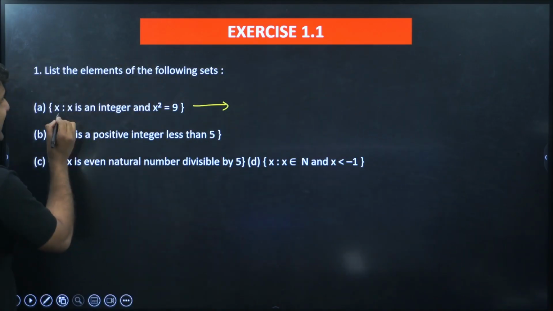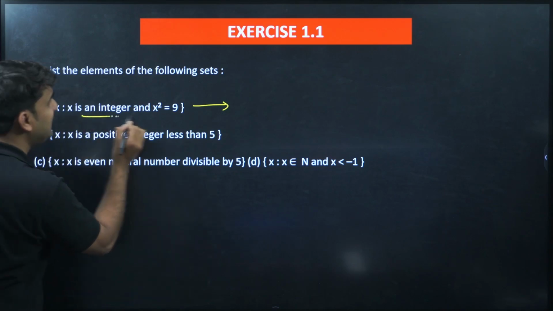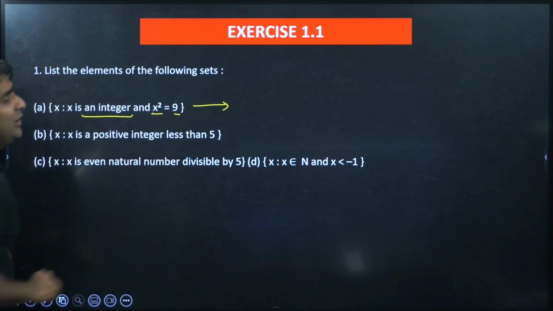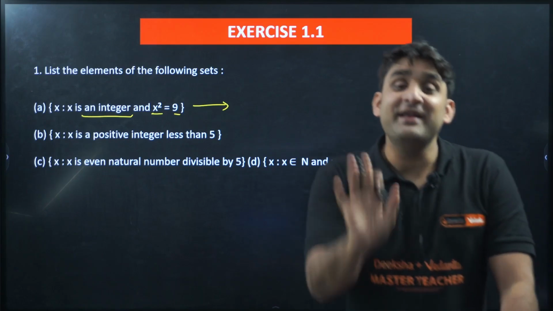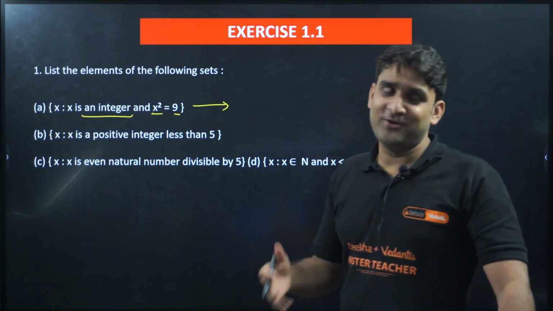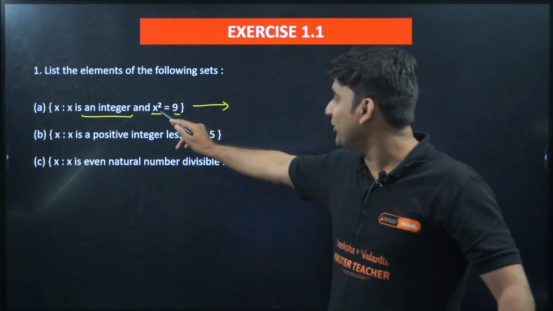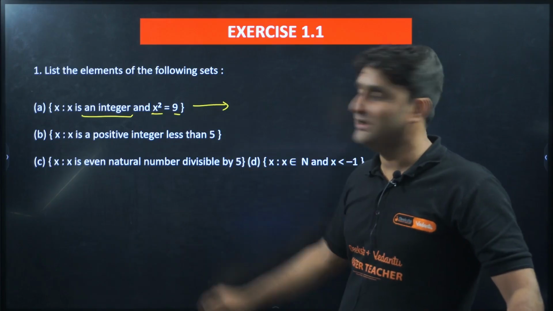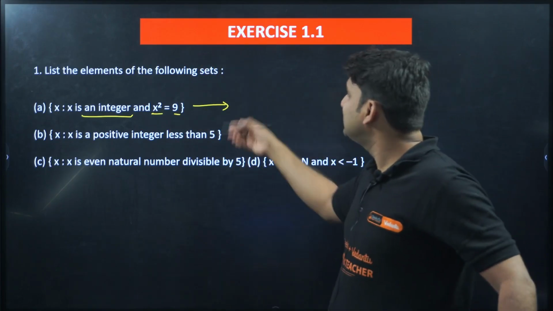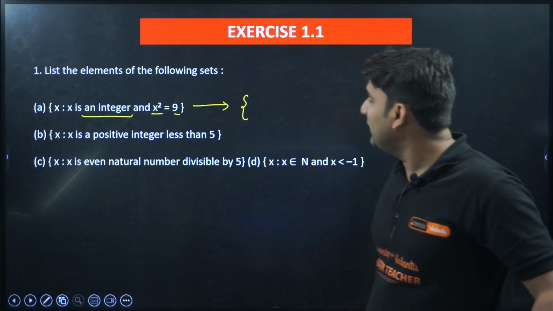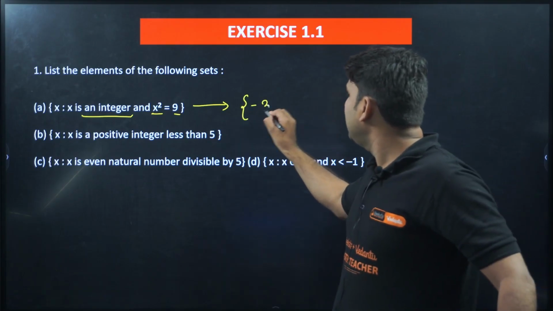x such that x is an integer and x square is equal to 9. There are only two possibilities. If you put positive 3, 3 square gives you 9. If you put negative 3, minus 3 square also gives you 9. So the set will look like minus 3 and plus 3.